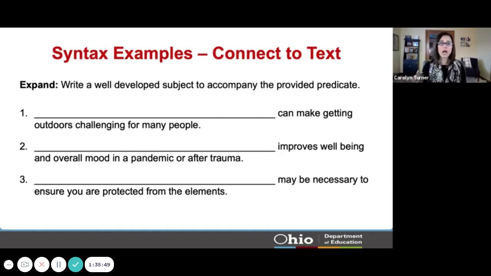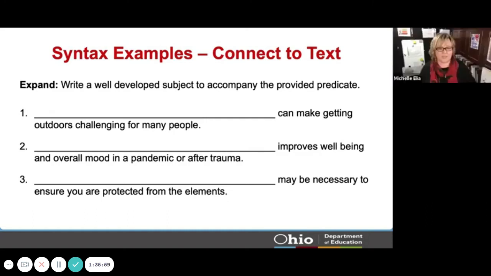We have to think about the function of the word. What kind of word are we going to have to put in there, and what's it going to do to that sentence?